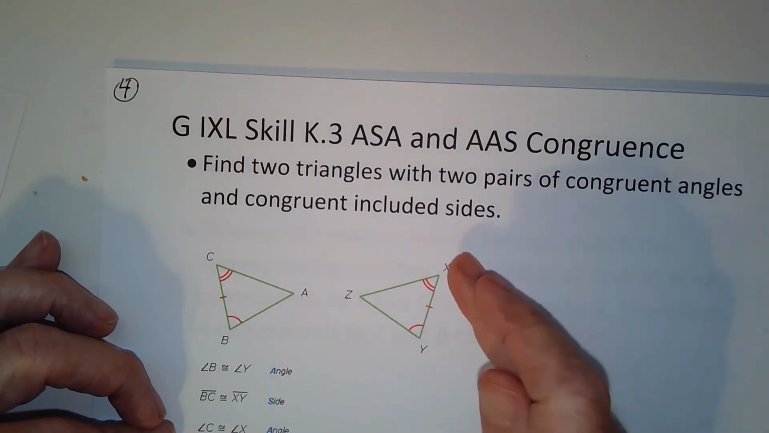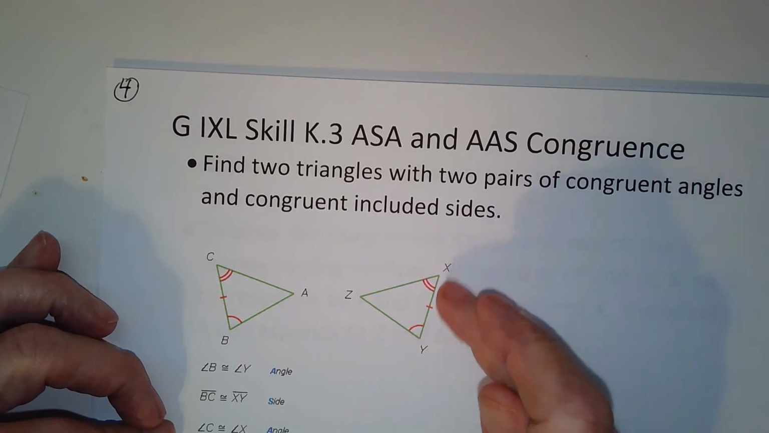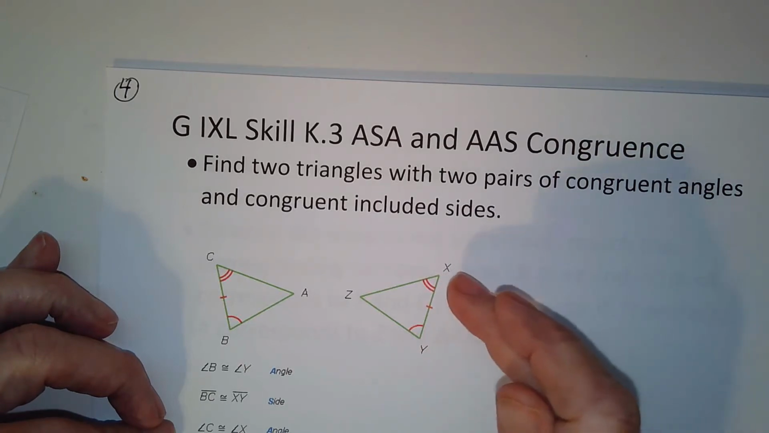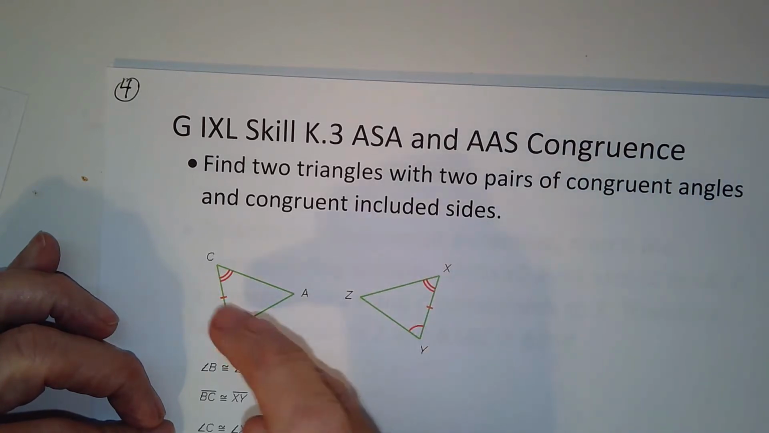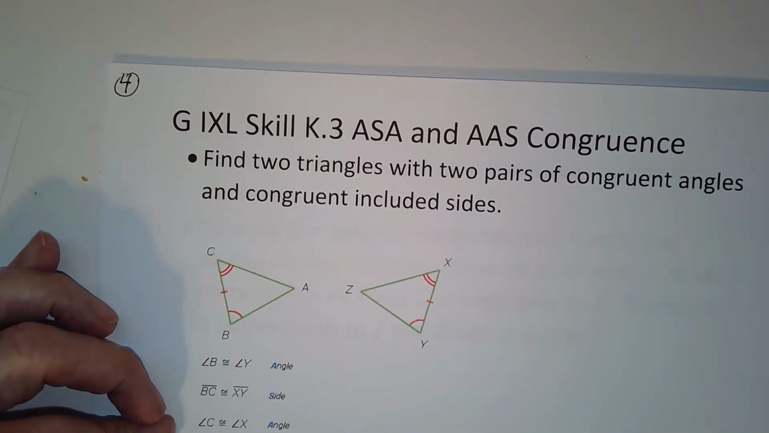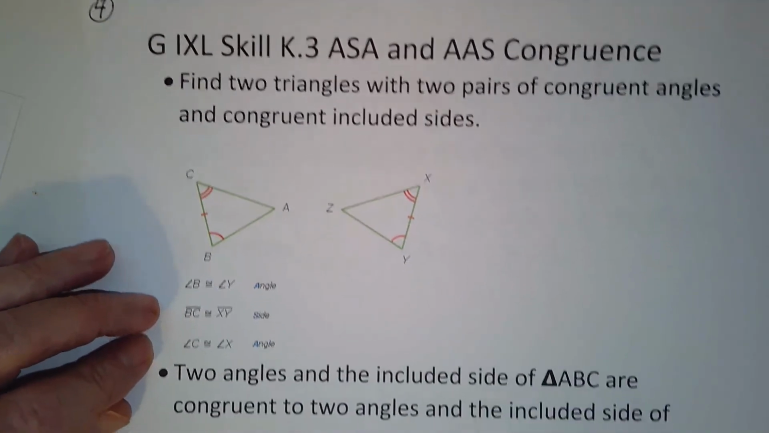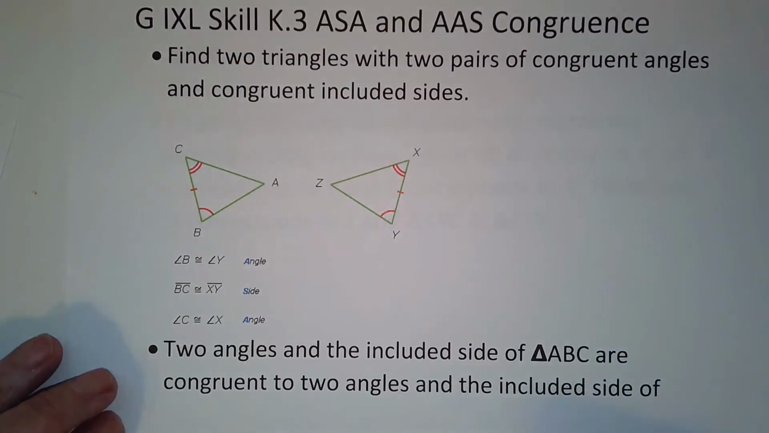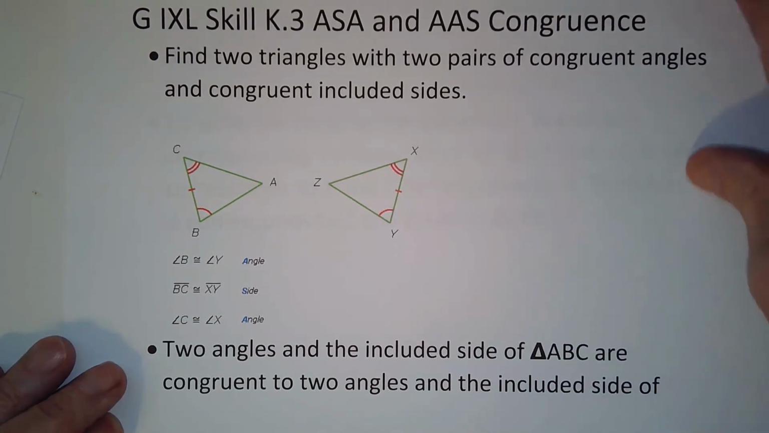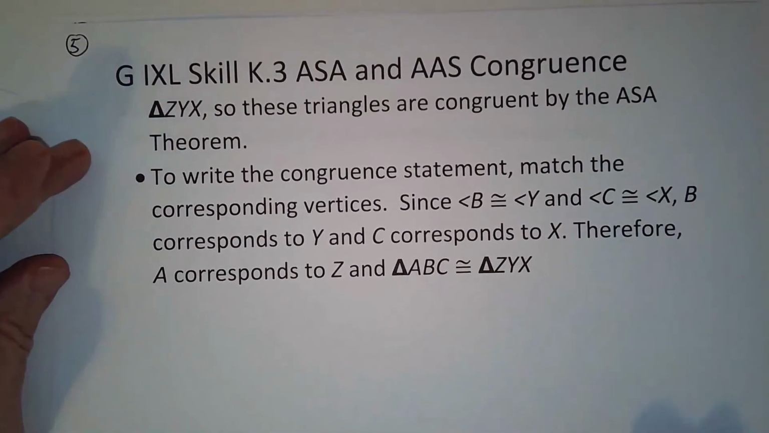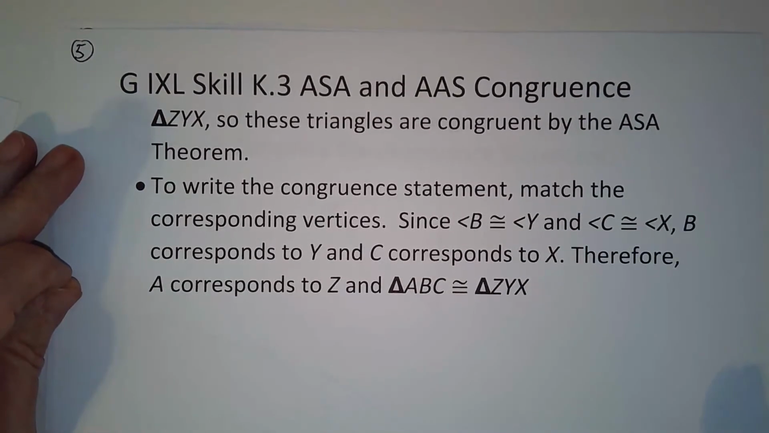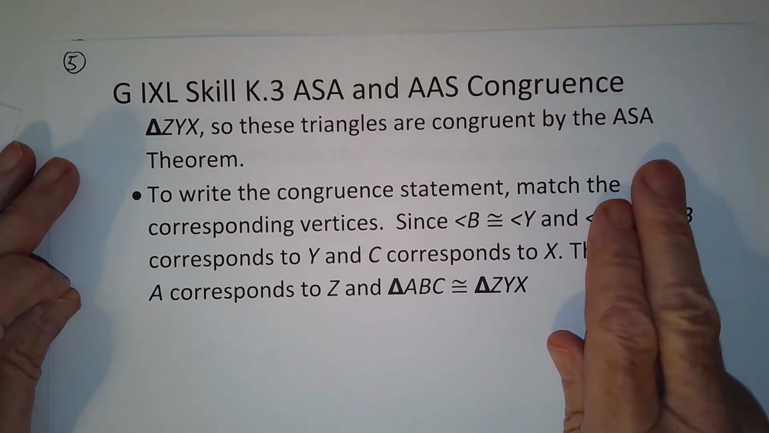So you'll notice that this is angle side angle, and this is angle side angle. Okay, you can definitely see the reflection. Two angles and the included side of triangle ABC are congruent then to two angles and the included side of triangle ZYX, pardon me. So these triangles are congruent by the angle side angle theorem.